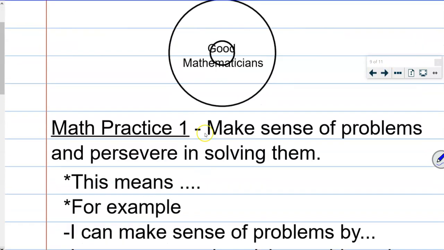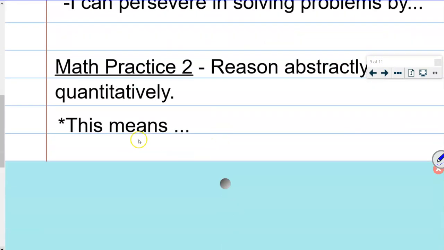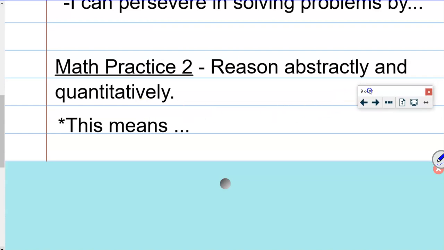Okay, so now that we've talked about abstract and we've talked about quantitative, now is your chance to put it in your own words. What does this mean? And now you're also going to write down, what does it mean when I say reason abstractly and quantitatively? Think about that last slide. Abstract means we're using symbols and equations. Quantitative means we are using units of measure, and we are putting it back into a real life situation.